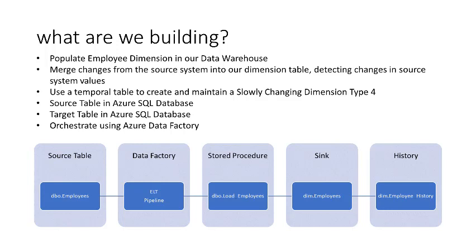So what are we building? We're building a process that's going to populate an employee dimension in our enterprise data warehouse. Now we're planning on merging changes in from the source system. Our source system doesn't keep track of changes, but our data warehouse needs to. So we're going to do a slowly changing dimension type 4, backed up by a SQL Server 2016 or higher temporal table, and that will maintain our current state in dim employees and our historical state in dim employee history.